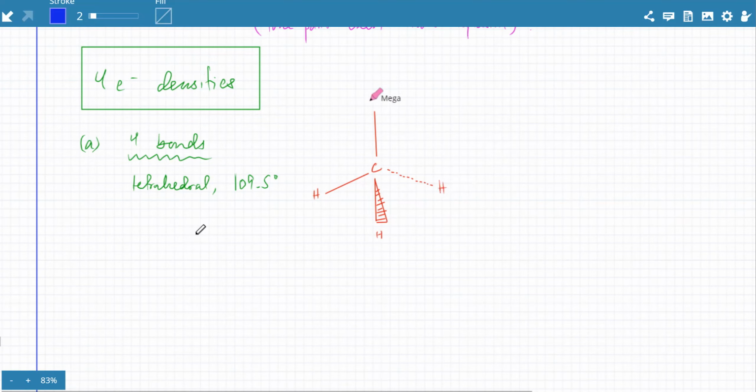So it's like a pyramid with one hydrogen sitting on top of the pyramid. And the good thing about this shape is that no matter how you rotate this, it looks exactly the same.